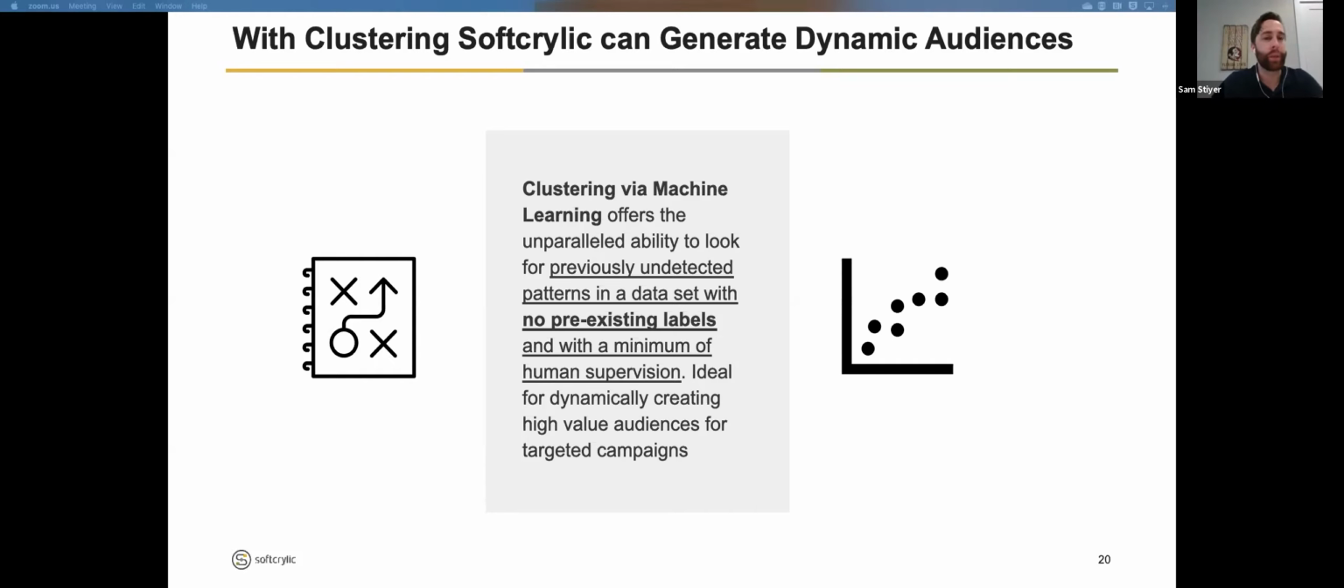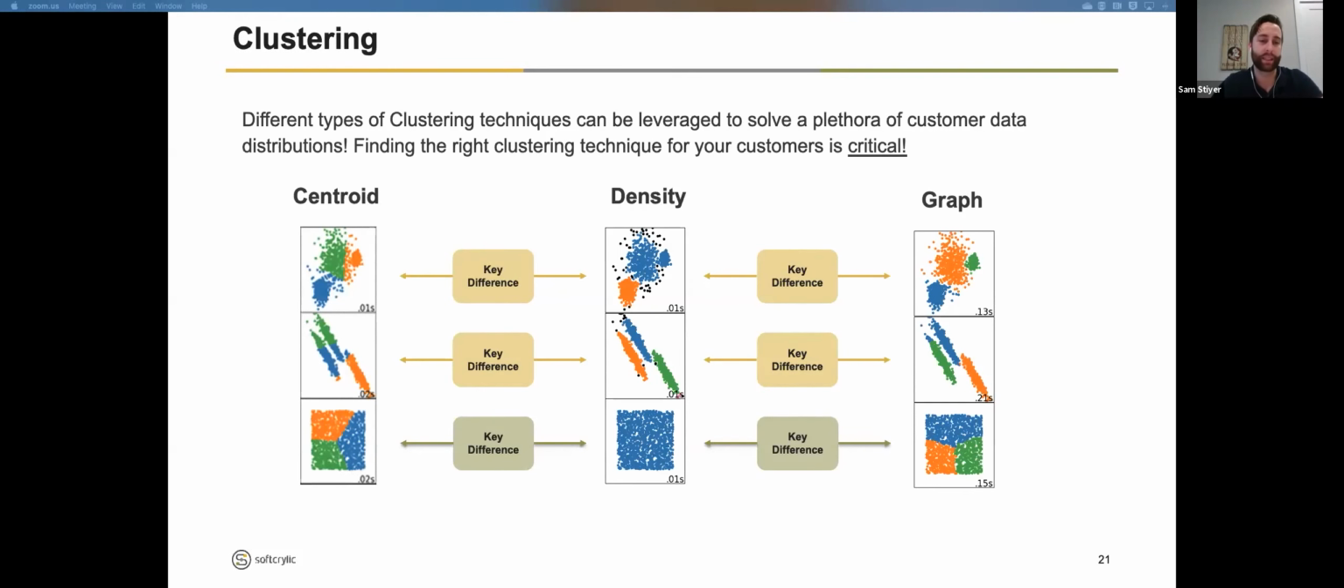And with that, let's go into a little bit about the different families of clustering algorithms that exist. I like to think of clustering as falling into three distinct families of algorithms. And it's really critical, when you're going about this to generate your audiences, that you find the right clustering algorithm to solve your problem.